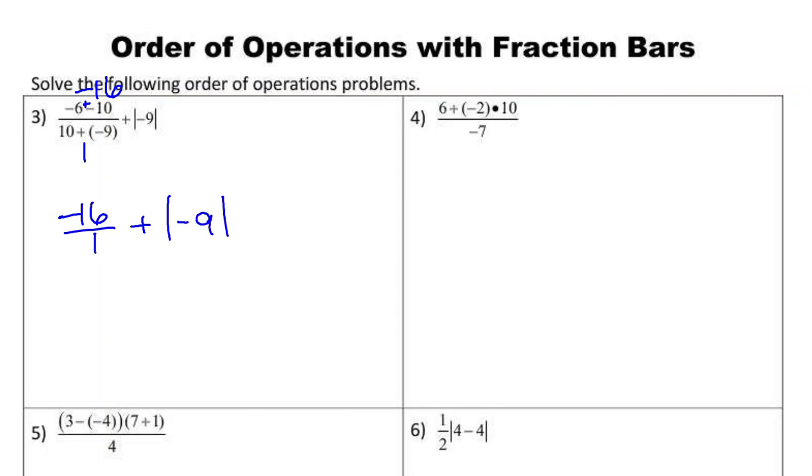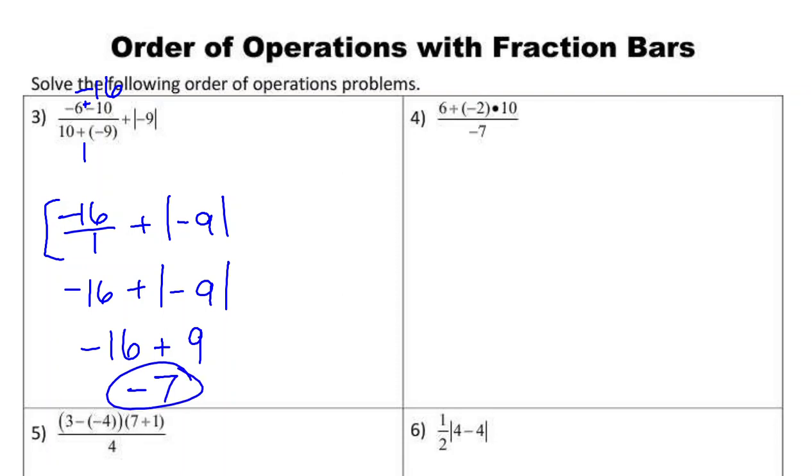I can finish this grouping. Negative 16 divided by 1 is negative 16 plus the absolute value of negative 9. Absolute value of negative 9 is positive 9. And then at the last step, I have different signs, find the difference. And I have more negatives because 16 is the greater number. So I have 16 minus 9. It will give me negative 7. Go ahead, pause here, try number 4 on your own.